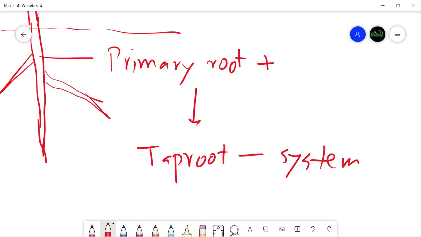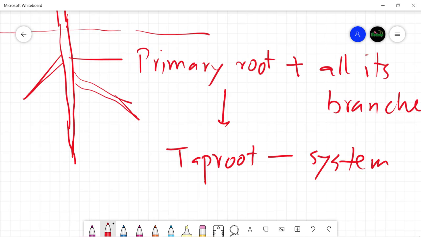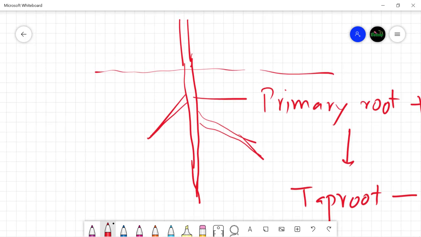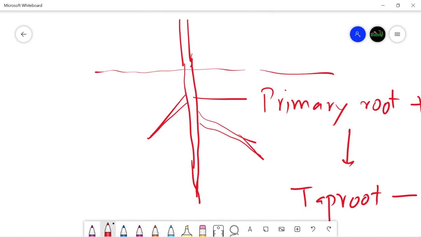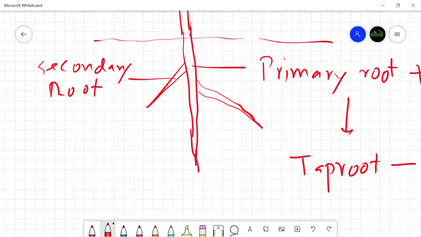So primary root plus all its branches constitutes the taproot system. So we have the primary root, and the very first branches, the first order of branches that arise from the primary root, are known as secondary roots. This is a secondary root, and also this one. Both of these, the first order of branches which arise from the primary root, are secondary roots.